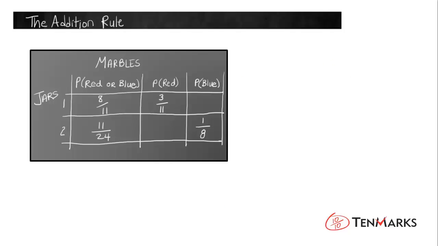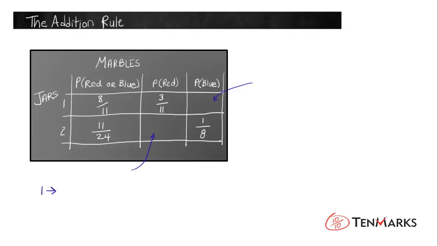This time, two groups in the class were given jars of marbles, and they were asked to calculate the probability of getting a red or blue marble from their jars and record it on the board, and then calculate the probability of getting a red marble or a blue marble, but not both, and record those values as well. And the rest of the class was asked to fill in the blanks here and here. Let's see if we can figure out what should go in these blank spots. Let's look at the first jar.